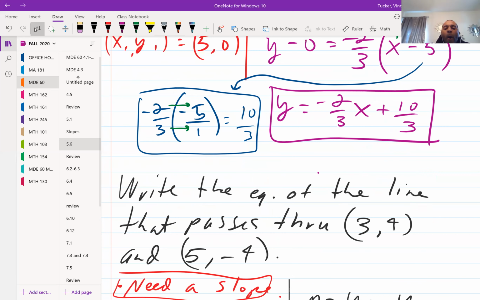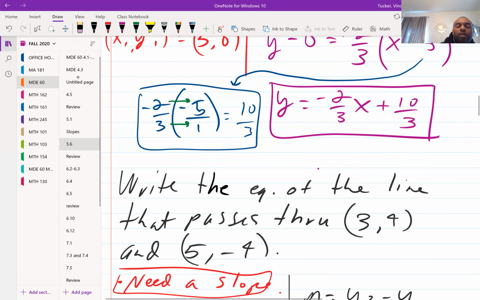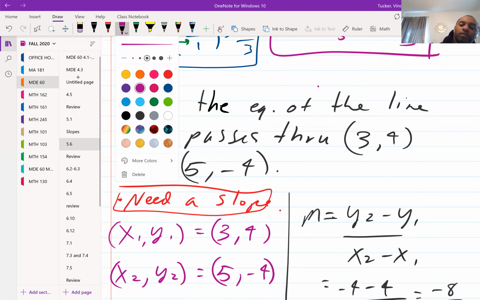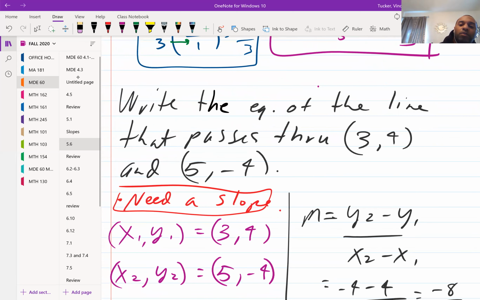All right. Write the equation of the line that passes through 3, 4 and 5, negative 4. Notice in this case, as far as the given information is concerned, they gave us 2 points, but they didn't give us a slope, and we need a slope. So that means we're going to find a slope first. I'll go green.